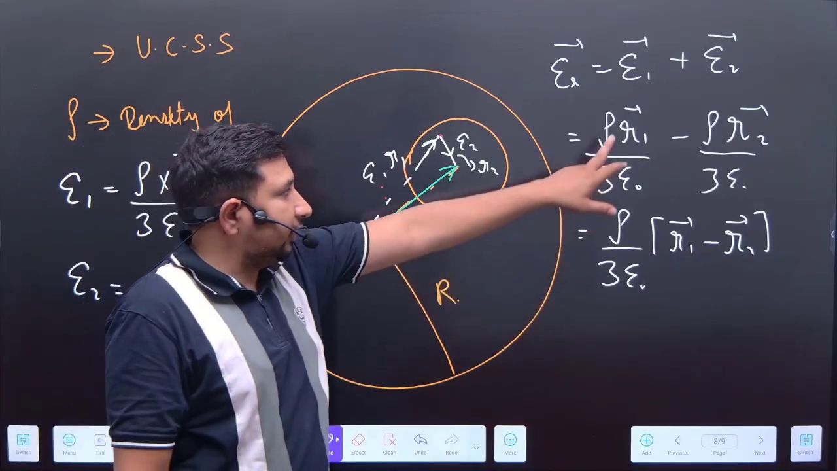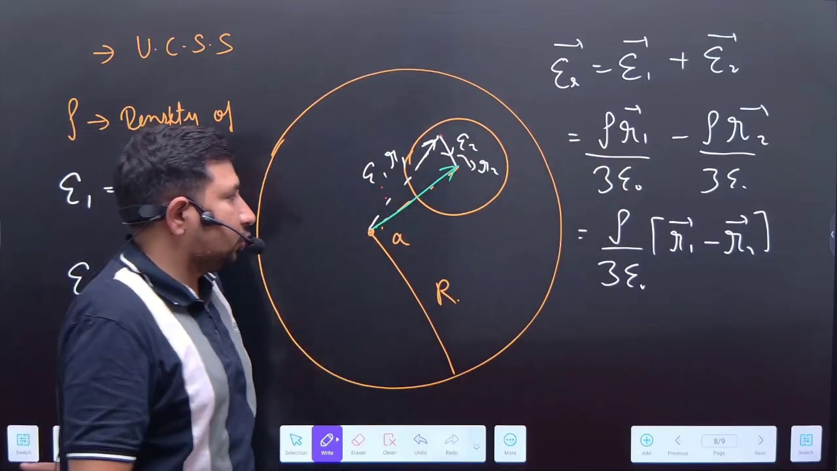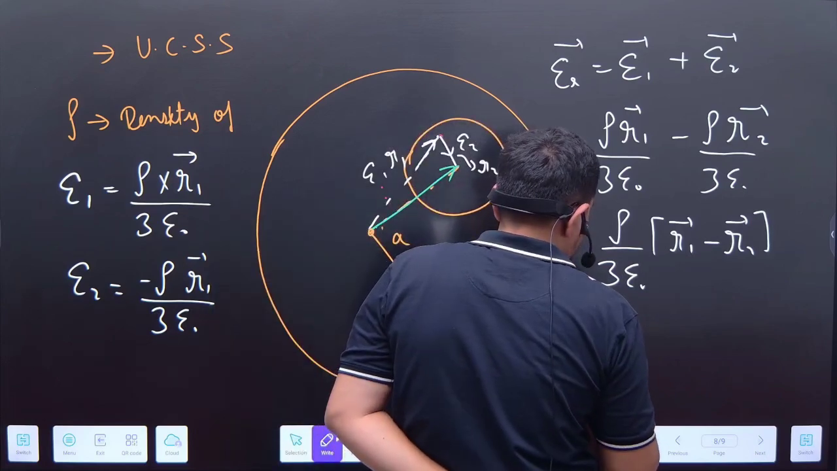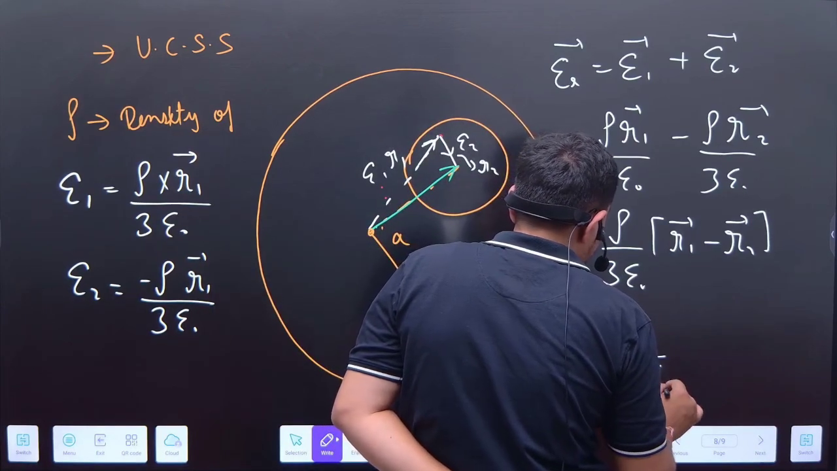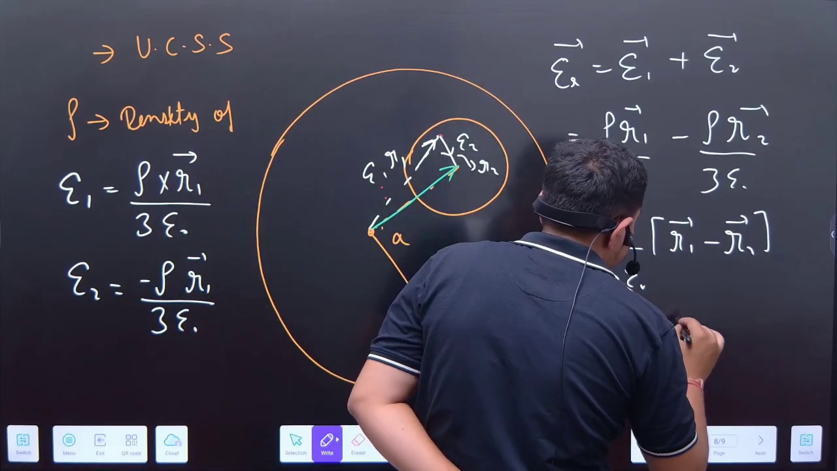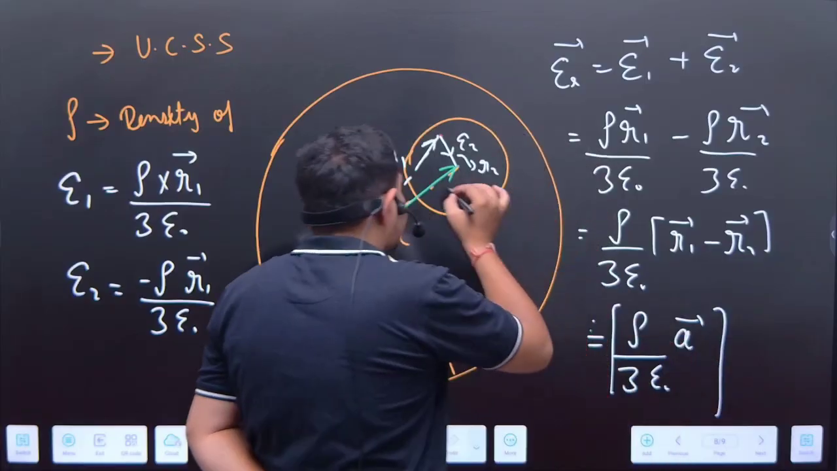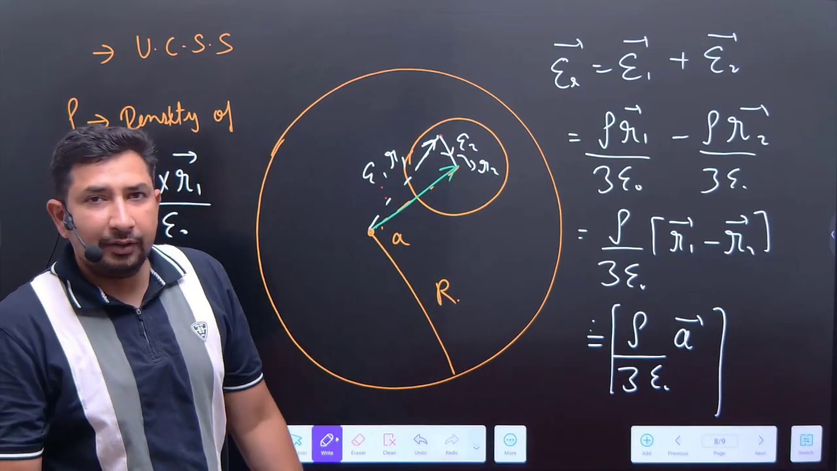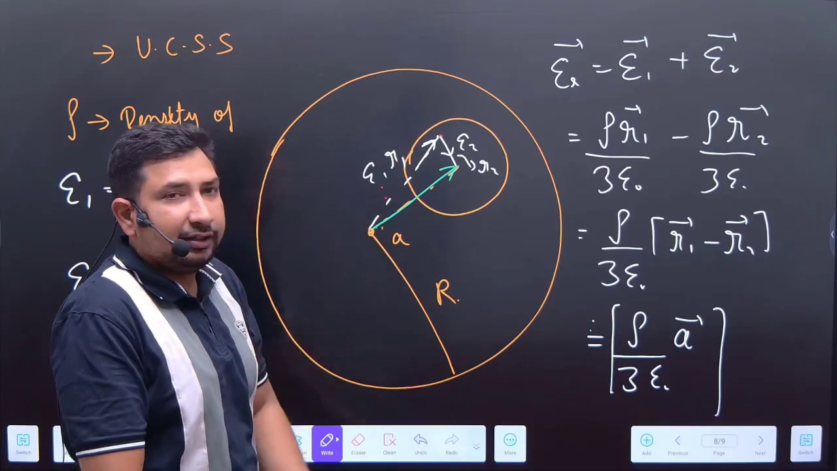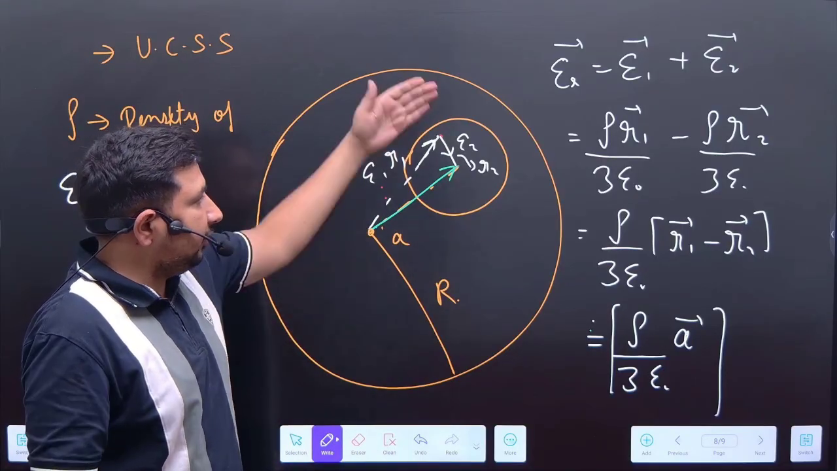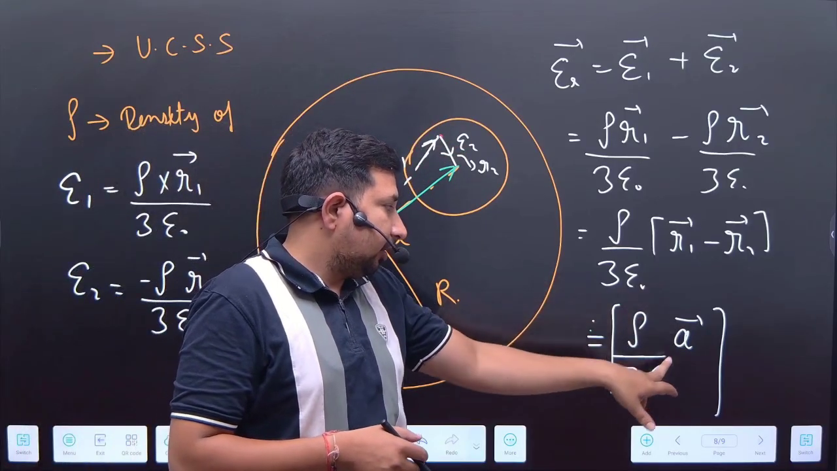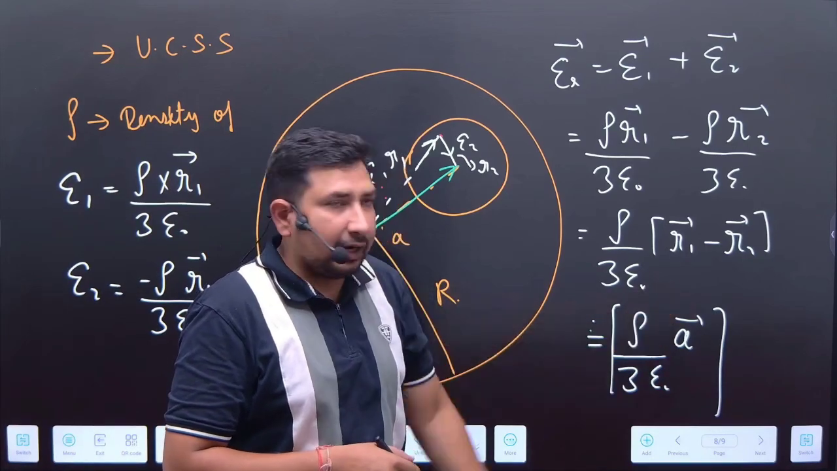And why am I taking it as negative? Because it is towards the center, right? So that will give us rho by 3 epsilon naught times this line, which represents the A vector. So the electrical field in this entire cavity is independent of R1 and R2. It just depends on the vector that is equal to the line joining these centers, right? So the electrical field in this entire cavity would be a constant, and that constant has a value of rho A by 3 epsilon naught, where A is in vector form.